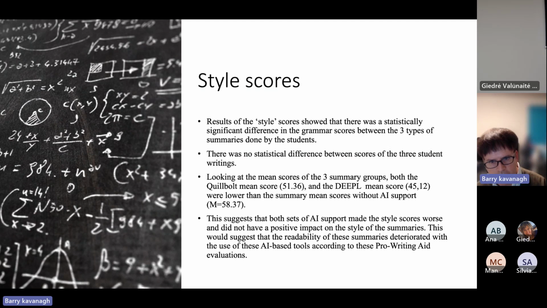When we look at style, we have different results. There was no statistical difference between the scores of the 3 student writings. If we look at the mean scores of the 3 summary groups, both the Quillbot mean score and DeepL mean score were lower than the summary mean scores without AI support. So this suggests that both sets of AI support made the style scores worse and did not have a positive impact on the style of the summaries that the students wrote. This would suggest that the readability of these summaries deteriorated with the use of these AI-based tools, according to these ProWritingAid evaluations.